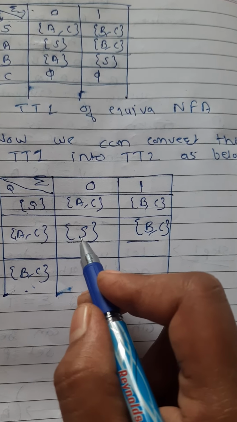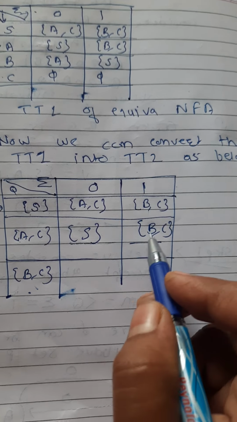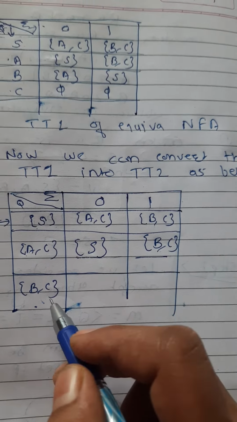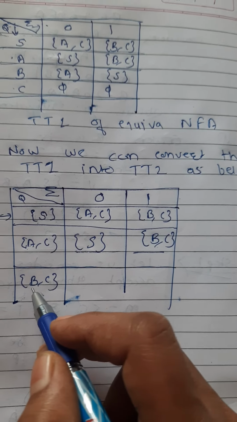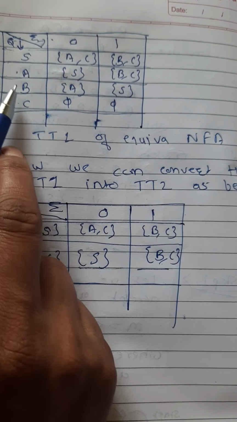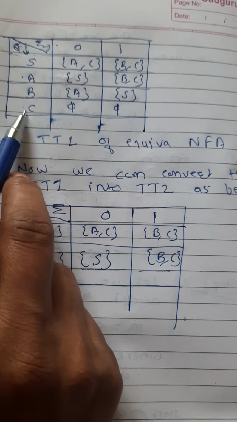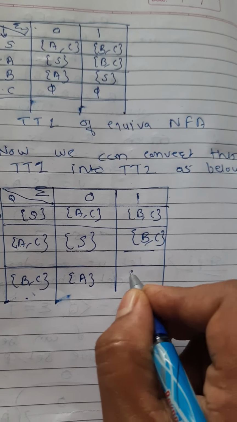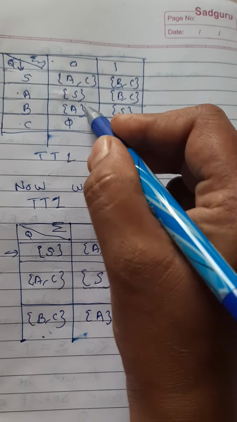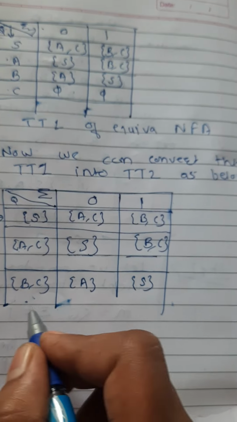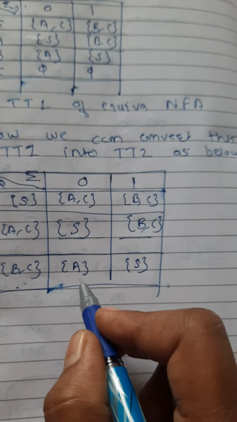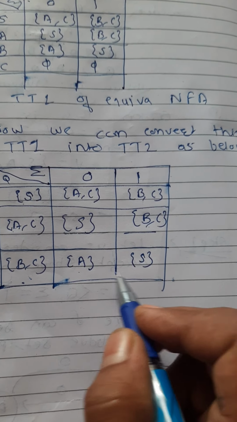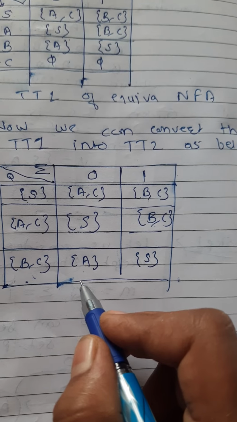Now again here we added the two subsets S and BC. S is already considered, and BC is now being considered. Then for BC, again consider both rows, B's row and C's row, and take the union: A and S. The union is A, the union is S. Now again we added the two subsets A and S. S is already considered, so which is the new one? A is the new one.